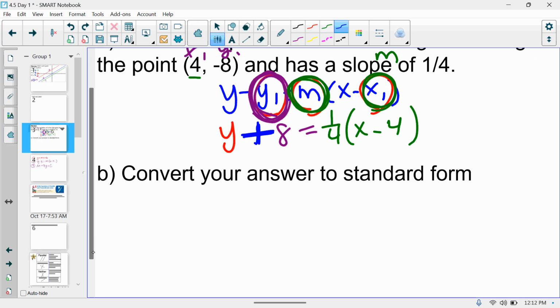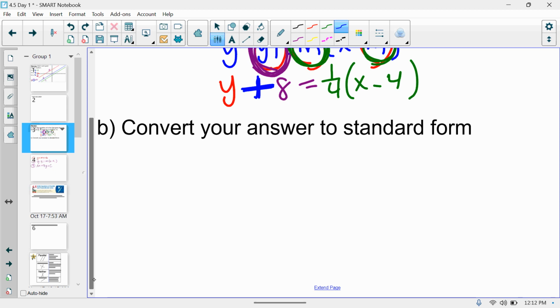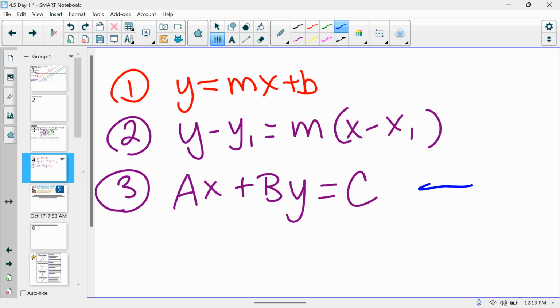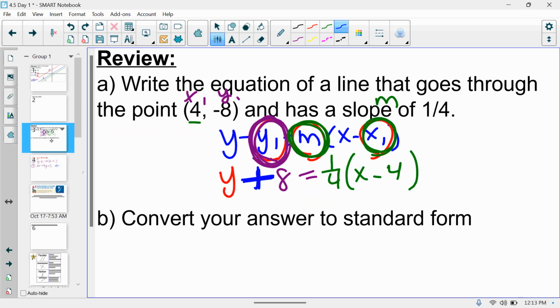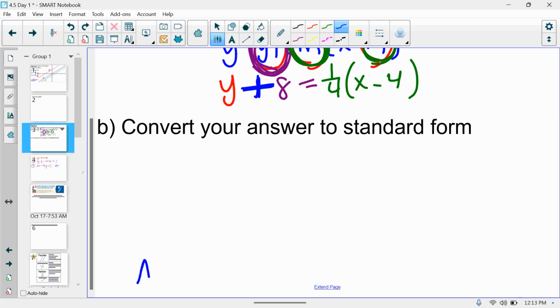Look what part B says. It says convert your answer to standard form. Look over at the whiteboard at the choices. If you don't remember, standard form looks like this. So we want to change our answers so it looks like this when we're all done. This is what we practiced right before break. Does anybody remember what's the first thing we should do with this equation if we're trying to get it to look like this when we're all done?